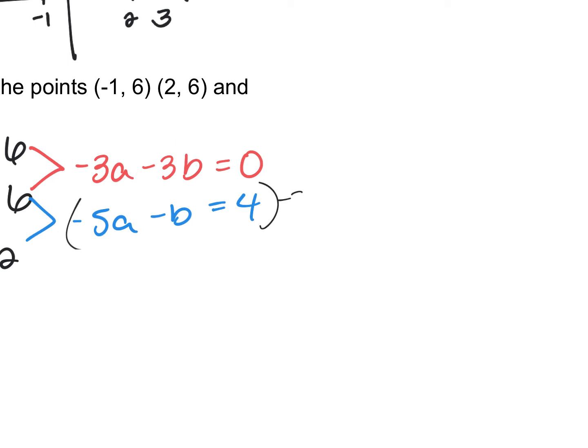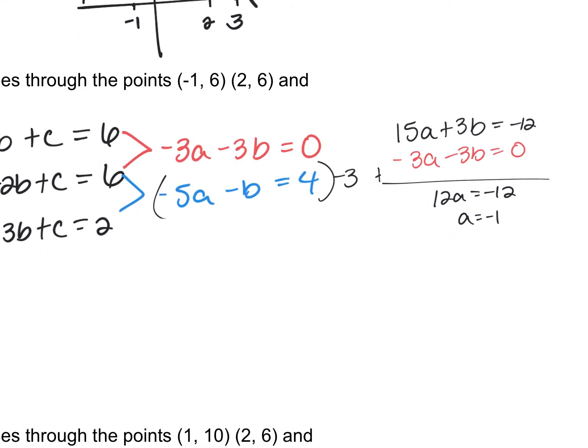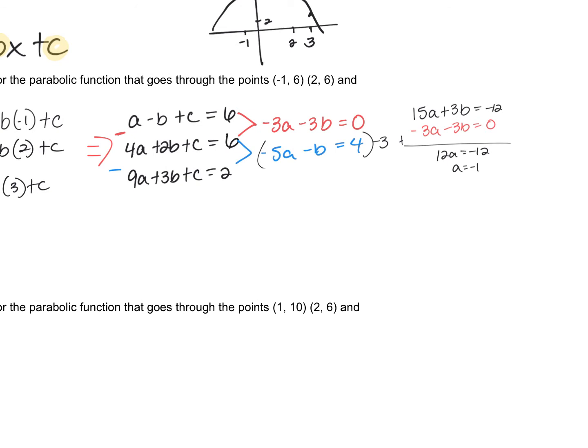So I'm going to multiply this whole thing by -3. So that would give me 15a plus 3b equals -12. All right, and then I'm just going to move over that red equation. So -3a minus 3b equals 0. Okay, now since those signs are opposite, we can add them. That would give me 12a equals -12. So a is -1. Okay, so we did all that work, but we're not quite there. We still need to figure out what our b and our c is.